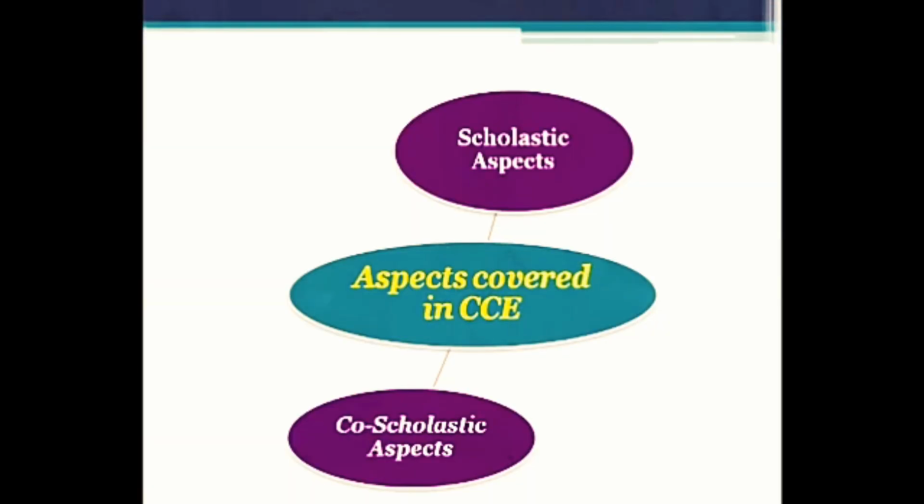Now, aspects covered in CCE, that is the scholastic aspects are also covered, that means subject related aspects, mathematics, science, languages, EVS, all these aspects, the knowledge, the understanding, the application ability of the student in these subject related areas are covered in CCE. In addition to these scholastic aspects, the co-scholastic aspects are also given weightage in CCE, and these co-scholastic aspects are related to the comprehensiveness feature of CCE.